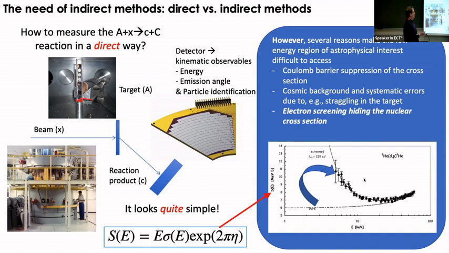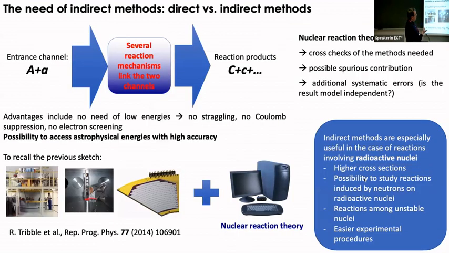So in any case, you need to make some extrapolation. That's the main point, at least in most of the cases. And that is the situation today. Maybe in the future, new techniques will become available, for instance storage rings where you can have ions that are fully stripped. So probably also the electron screening problem will be solved and you can make the measurements directly down to low energies. But so far, one of the best techniques that we can use to get to astrophysical energies without extrapolation is using indirect techniques.